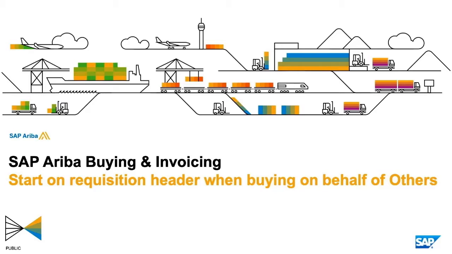In this video, we will show how to set up the preferences for a user to decide on whether to start creating a new requisition by going to the catalog UI as the first UI or to go to the requisition header as the first UI.